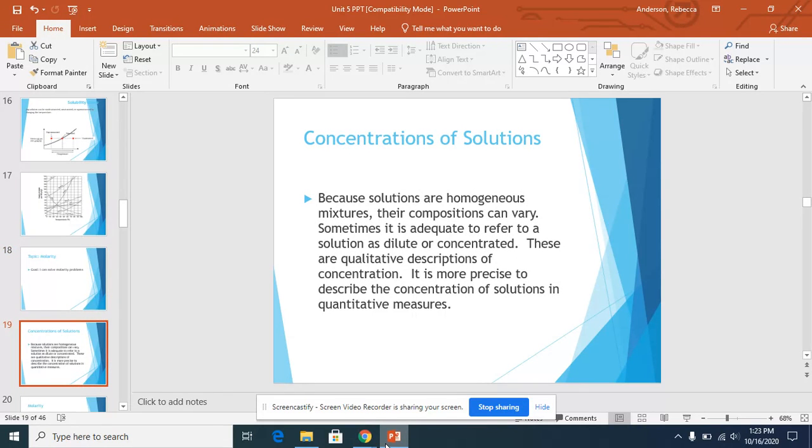So the reason why we have these calculations we're going to be talking about the next couple of days is because, since solutions are homogeneous mixtures, their compositions can vary. Sometimes it's inadequate to refer to a solution as dilute or concentrated without knowing specifically how much it's been diluted or how concentrated it actually is. Since those are just qualitative descriptions, it's more precise to describe the concentration of solutions in quantitative measures, or in numbers. So we're going to talk about how we can do that and the different formulas and different ways we can do that.